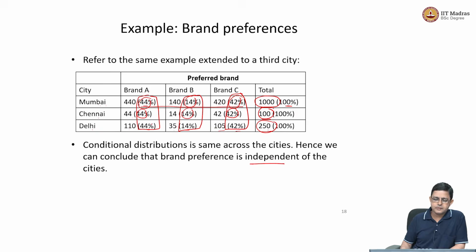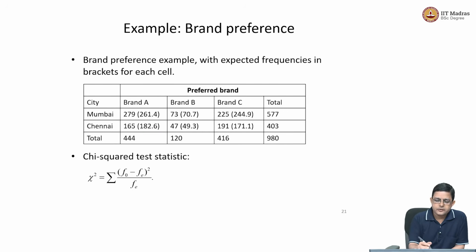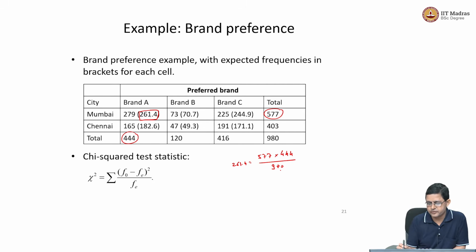Now, let us calculate the expected frequency. How is the expected frequency going to be calculated? It is calculated as the product of row total and column total, divided by the total sample size. So how do you calculate this 261.4? This 261.4 is calculated as row total, which is 577, multiplied by column total, which is 444, divided by 980, the total sample size. You can verify that that turns out to be 261.4.